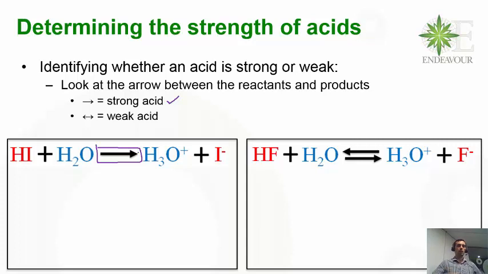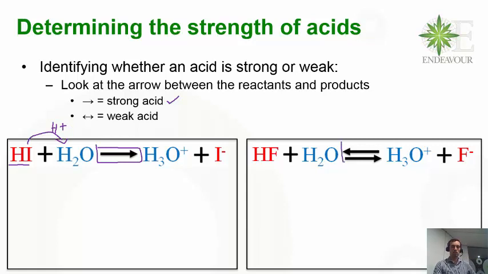So we saw in the previous slide that HCl was a strong acid and it had a single direction arrow indicating that all the HCl was being converted into the product. Here's another example of a strong acid, HI, which is also very strong and is donating its H+ to H2O very readily. What about weak acids though? How can we detect those?